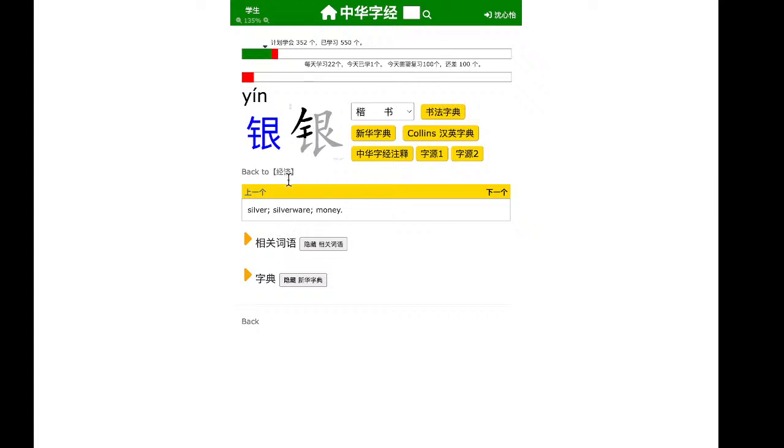Yin. Yin, again, this has the metal on the left side here. Yin refers to silver, and as an extension, it refers to money, like silver coins.